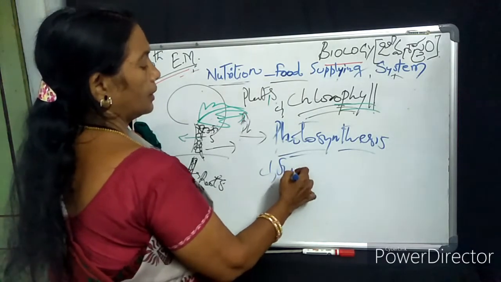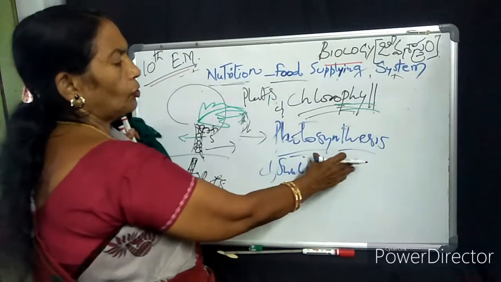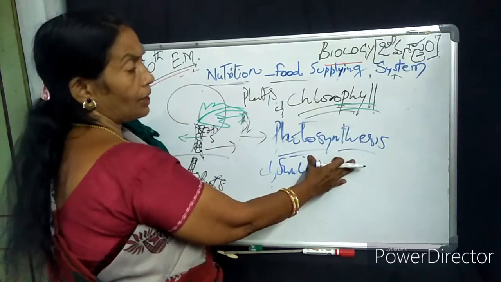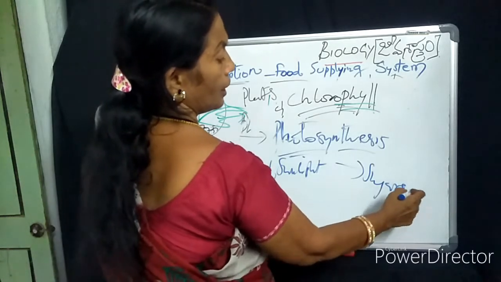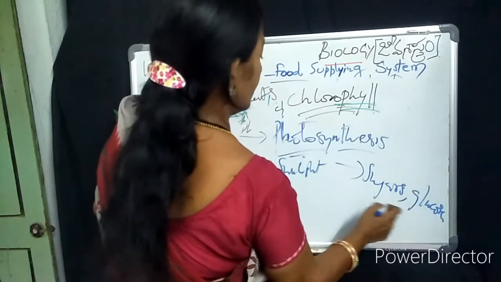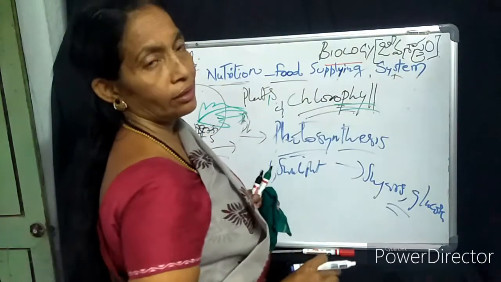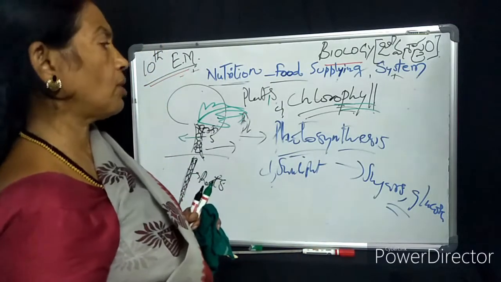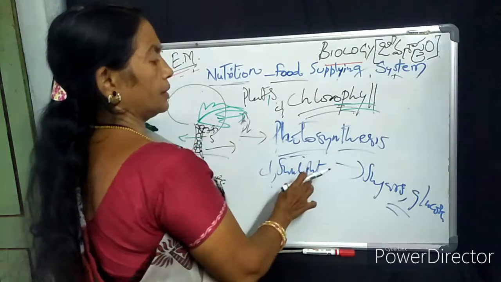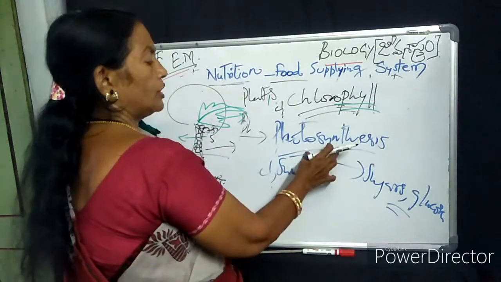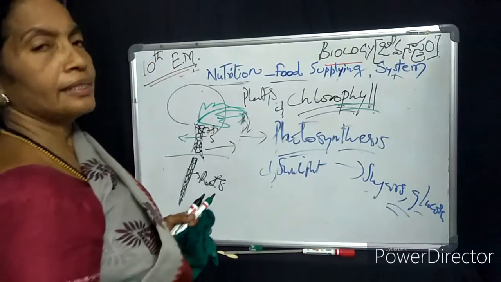First factor, sunlight. In photosynthesis, what happens? Sugars or glucose are prepared in the cells of these leaves with the help of these four factors: chlorophyll, sunlight, carbon dioxide, water content. And these all four factors undergo photosynthesis, and they prepare sugars and glucose in their cells.